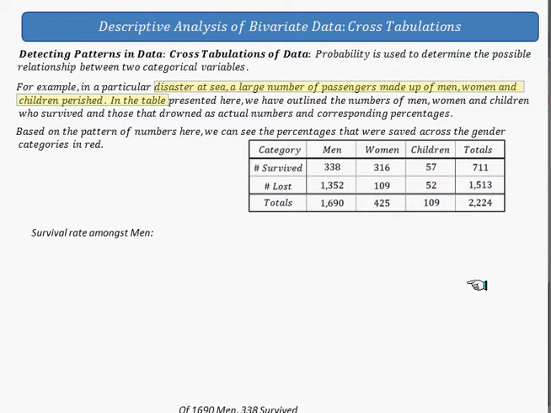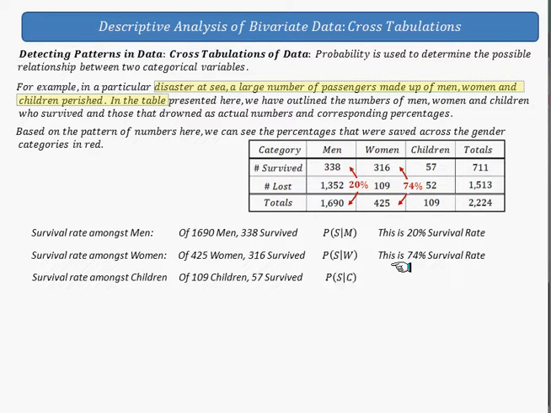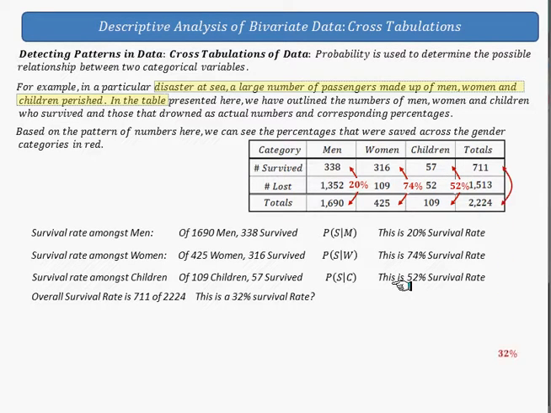We're going to look at the survival rate amongst men, and we see here that 338 of 1690, a 20% survival rate amongst men. And amongst women, the survival rate is 74%. Notice our notation here: survival given women. And for children, 57 out of 109 survive. Given a child, that is a 52% survival rate. And overall, the survival rate is 32%.